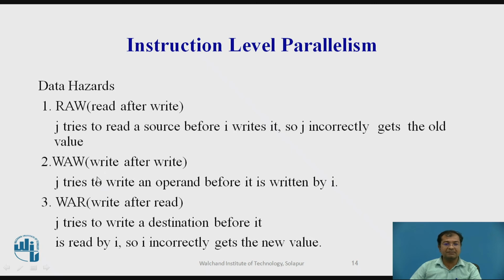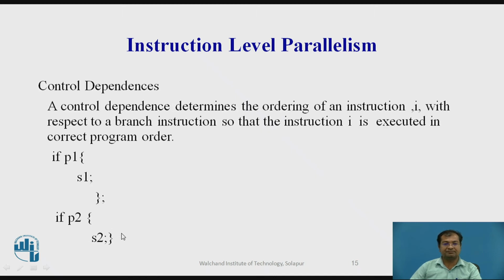The second type is write after write. J is trying to write an operand before it is written by I. So it should write after I writes. The third type is write after read. J is trying to write a destination before it is read by I. So obviously I incorrectly gets the new value. It should not. So these are the three types of data hazards.